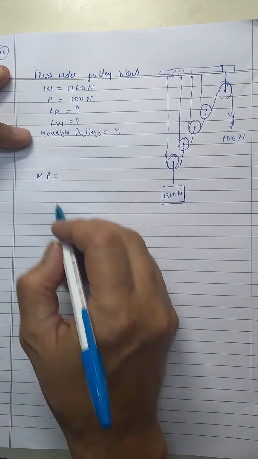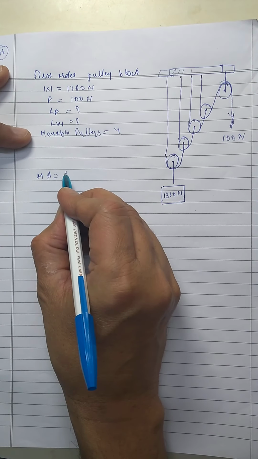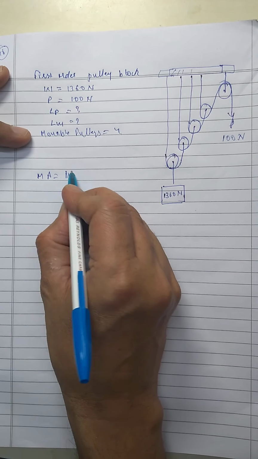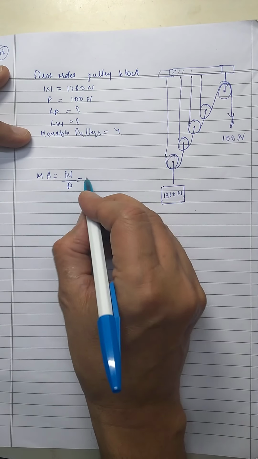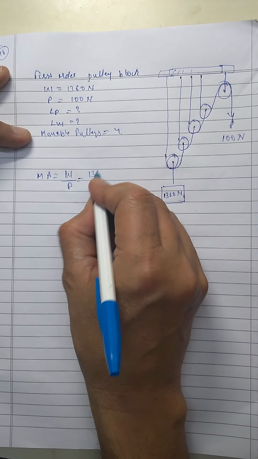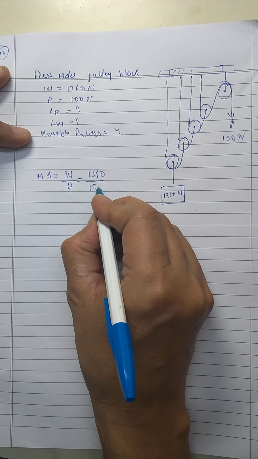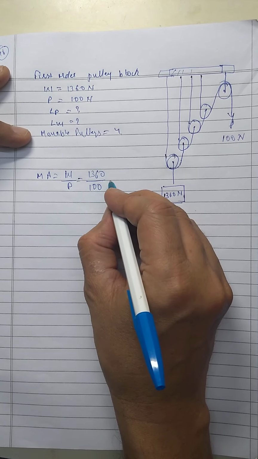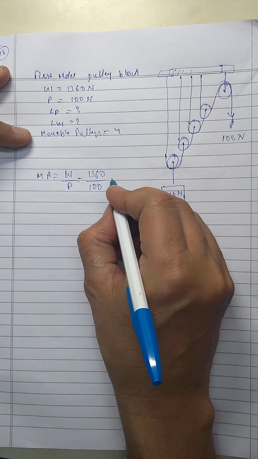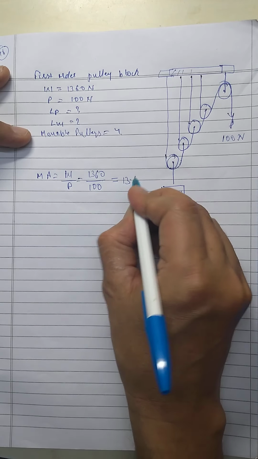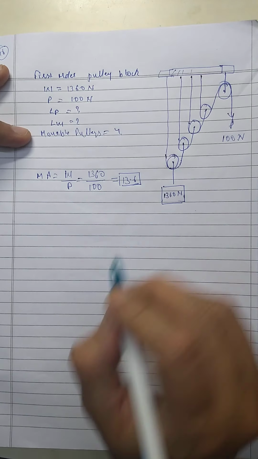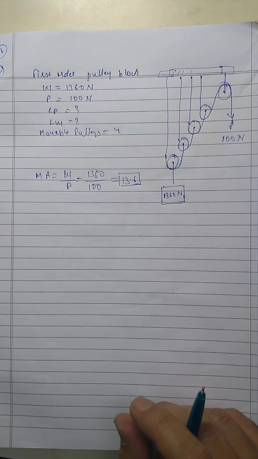Okay, so mechanical advantage is equal to W upon P, and W is given as 1360 and P is 100. Okay, so mechanical advantage comes to be 13.6. This is the value for the mechanical advantage.